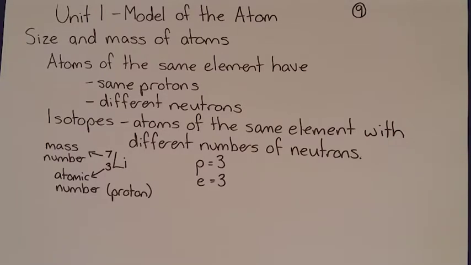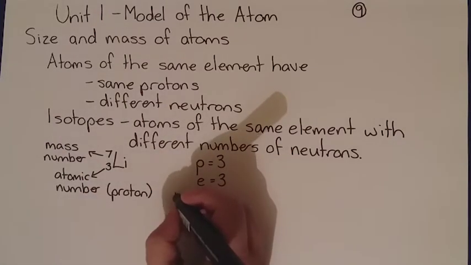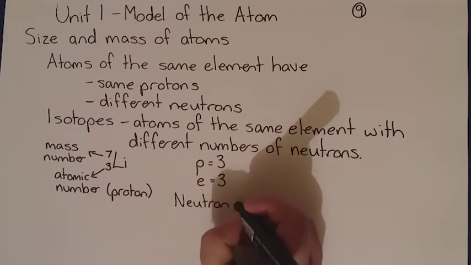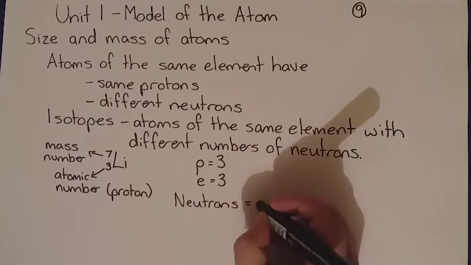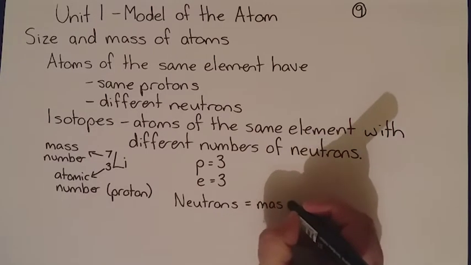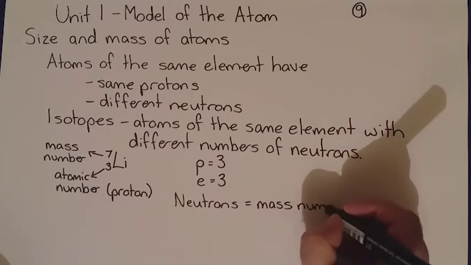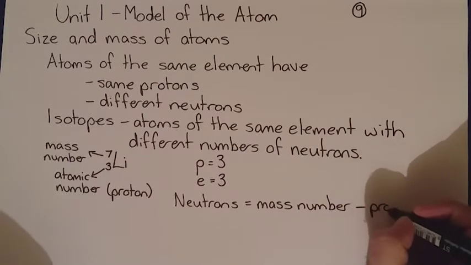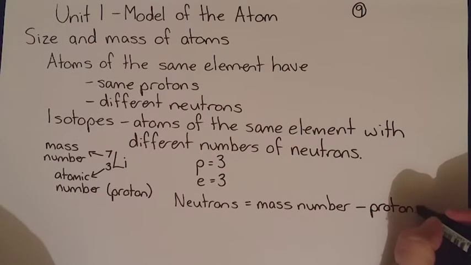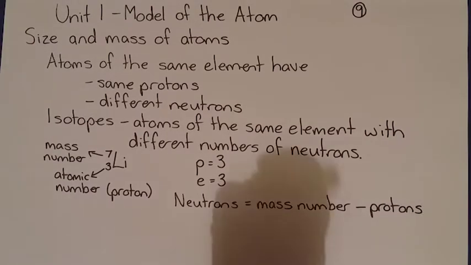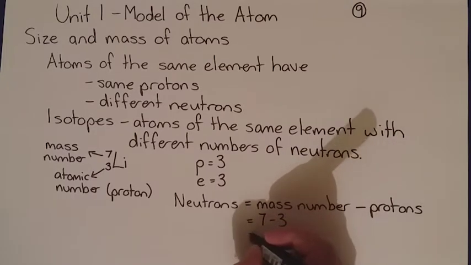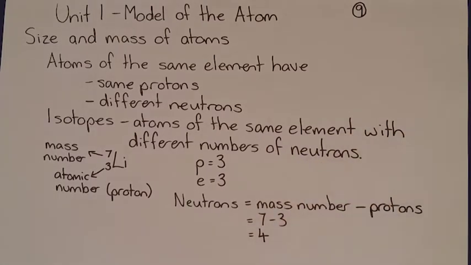Because the mass number is equal to the protons added to the neutrons, we can work out the neutrons by doing a simple take-away sum. Neutrons equals the mass number minus the protons. So for this atom, the neutrons would be 7, take away 3, which equals 4.